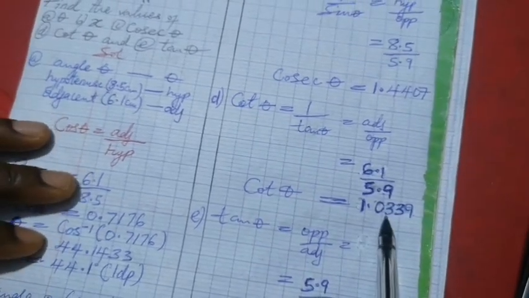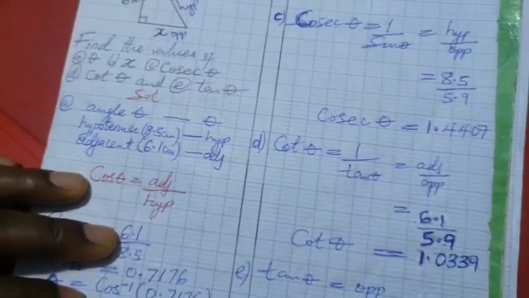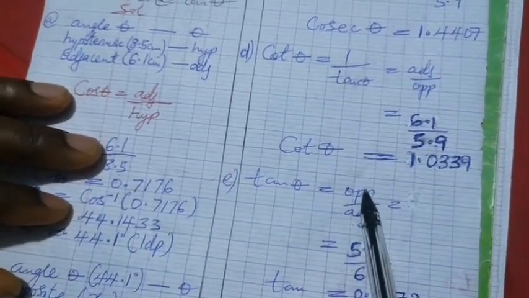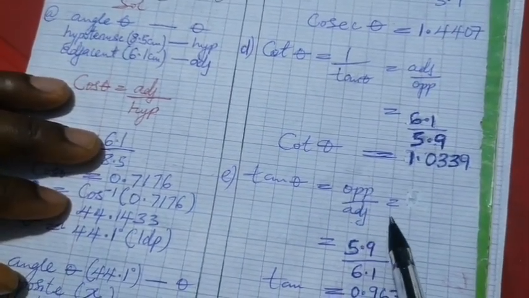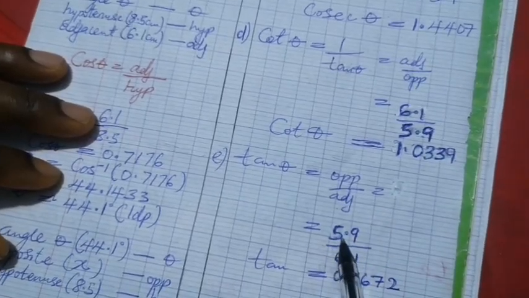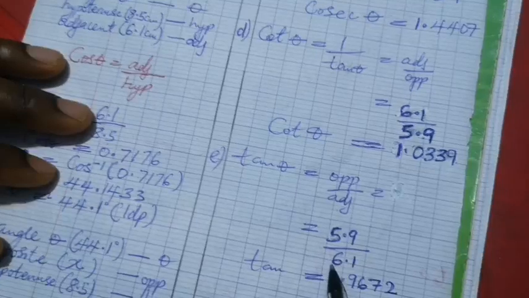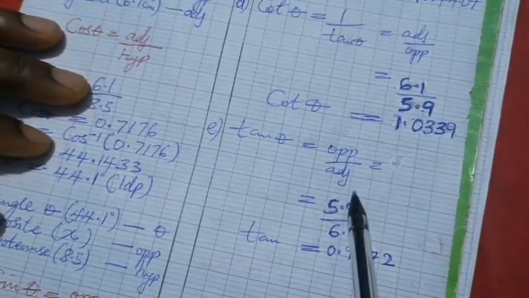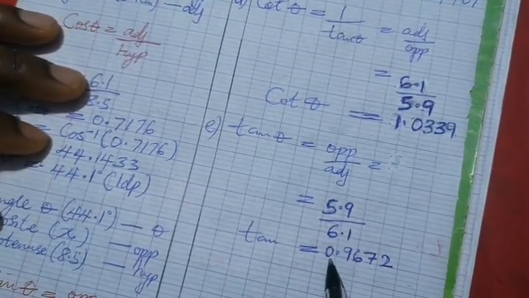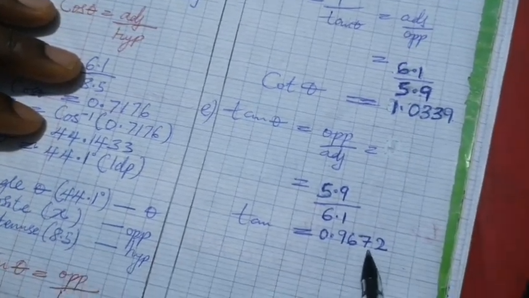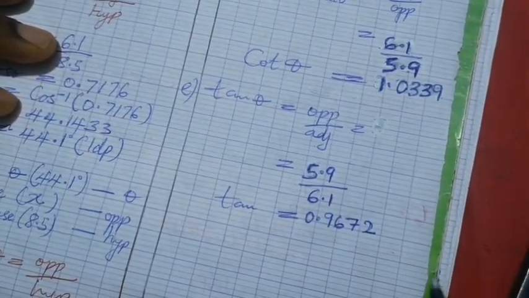Okay, now the next we have is tan theta. Tan theta is opposite all over adjacent, and our opposite is 5.9, then our adjacent is 6.1. So by the time you divide this, you will get 0.9672. Okay, thank you.